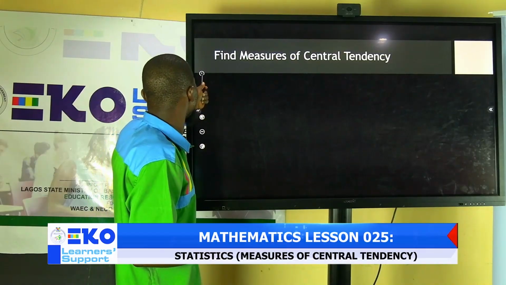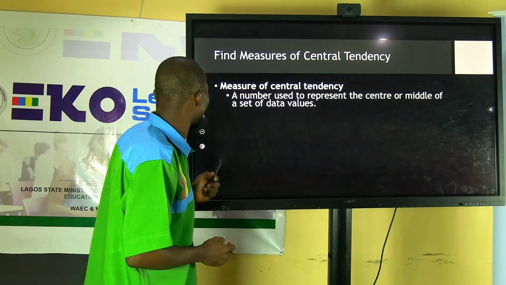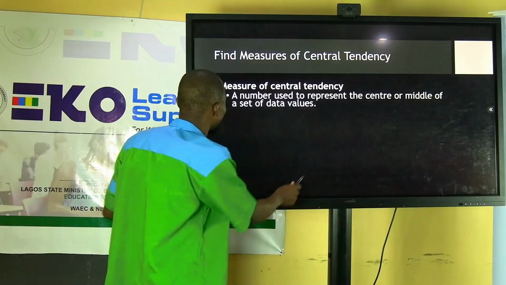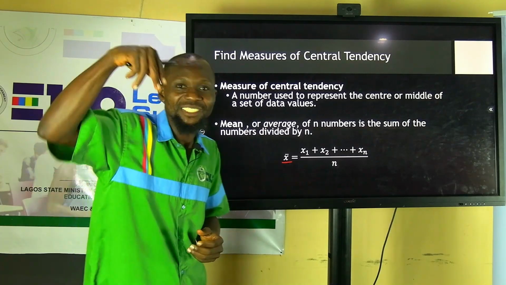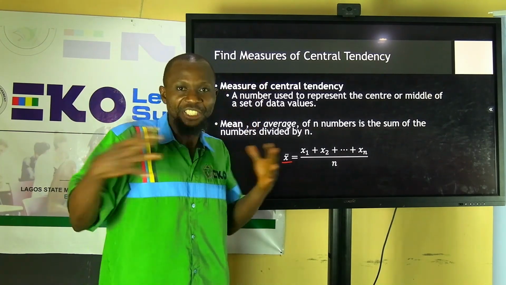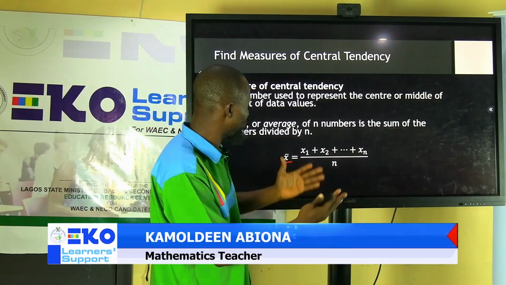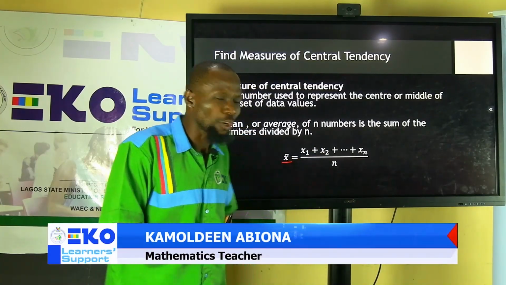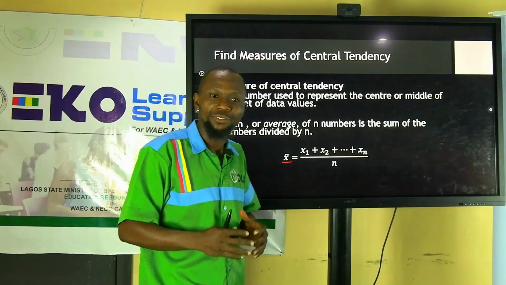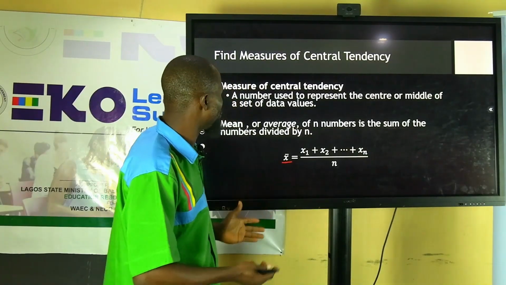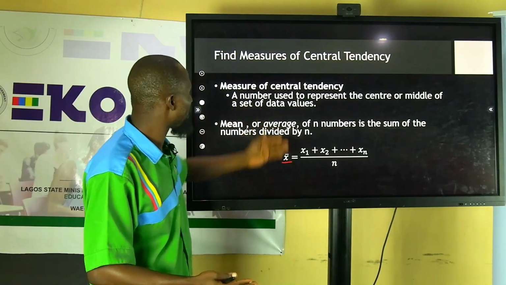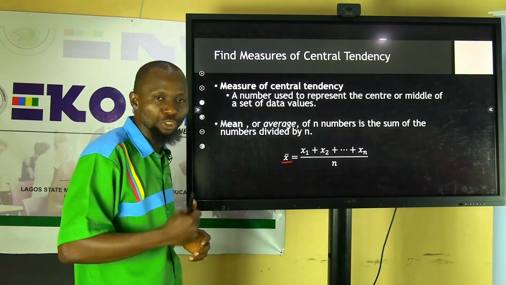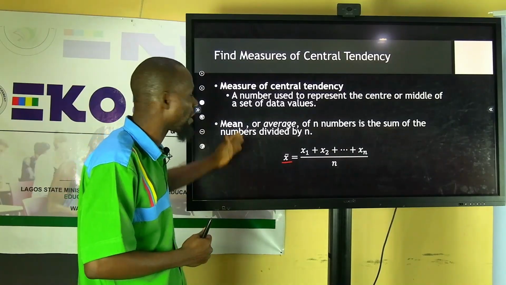Measure of central tendency. When we say measure of central tendency, what do we mean by that? It is a number used to represent the central value or the middle value of a set of observations. When we have a set of values, the middle one. In one of the videos before, we looked at frequency distribution tables. So in such a case, we have a central value, and one of the measures that we can use for that is our mean.